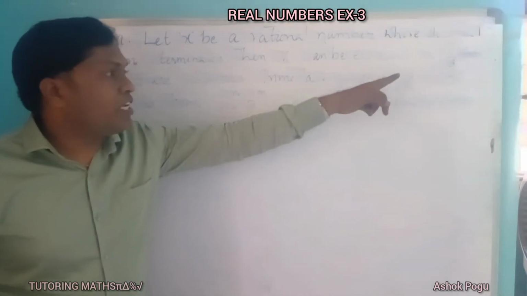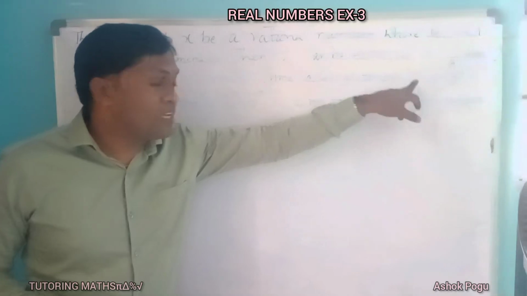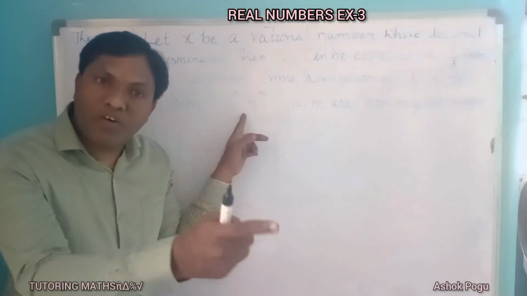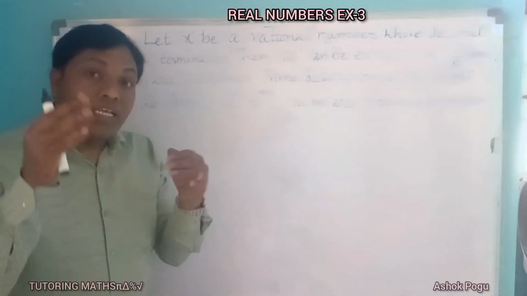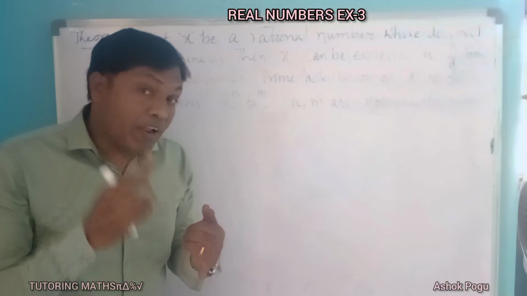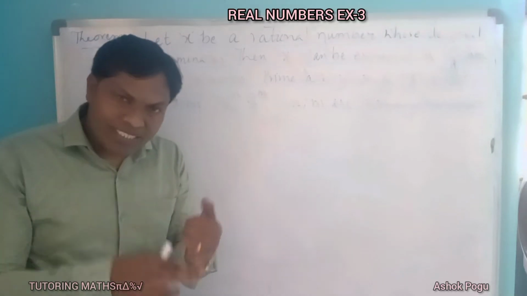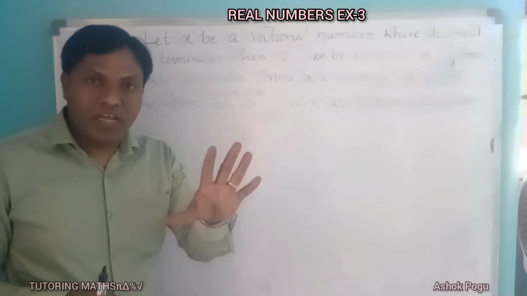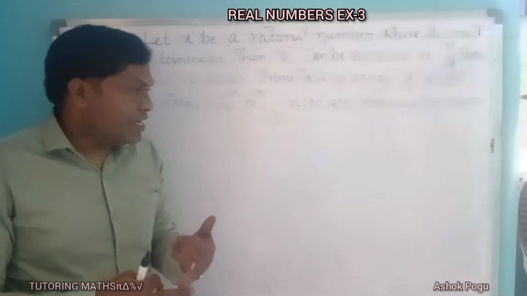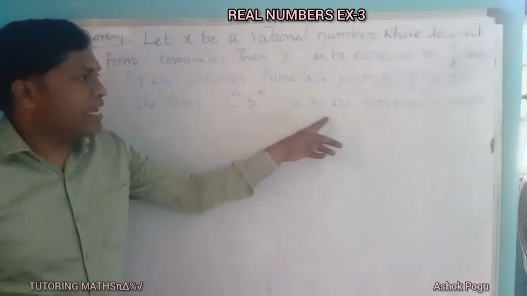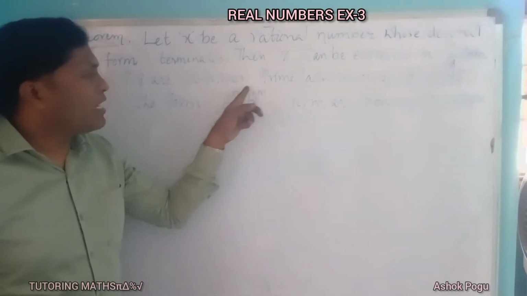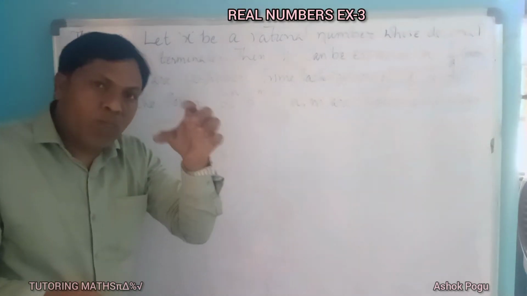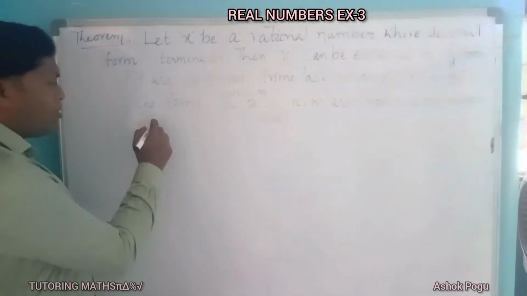The prime factorization of the denominator q must be in the form of 2 to the power of n and 5 to the power of m. If you find the prime factors of the denominator, you must get either 2s or 5s. They should be only 2s and 5s, otherwise it won't terminate. And here n and m are non-negative integers. Yes, the exponents n and m should not be negative. Let us check one example problem.